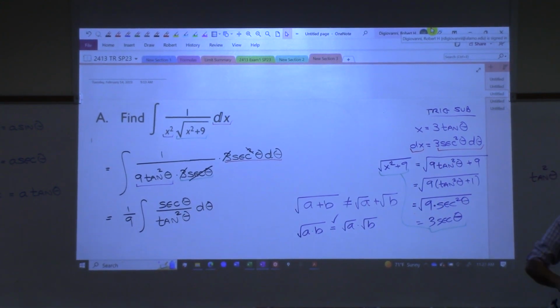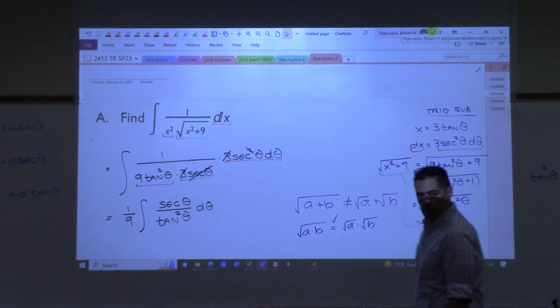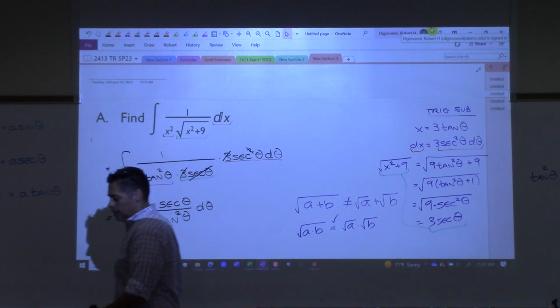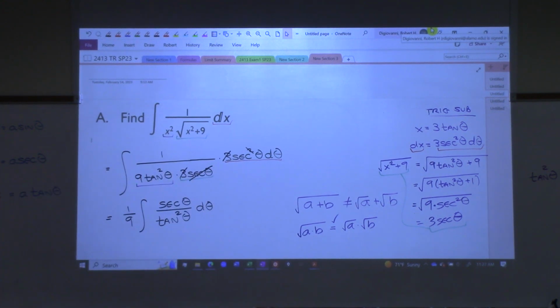Yes, question? I was going to ask, on that one, would it be a lot easier to substitute tangent squared theta with secant squared theta minus 1, or to put everything in sine and cosine? At this point, it's whatever you want to try. So if you want, we can go down that road.